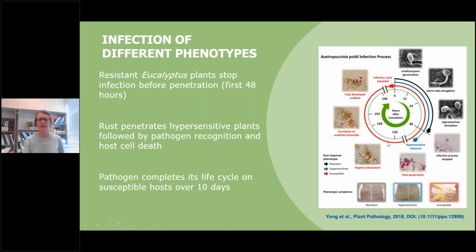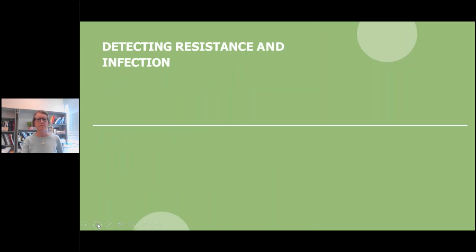And then in our susceptible plants, the life cycle of the Myrtle Rust is able to continue all the way through to the end, where you get the development of urediniospore pustules on the surface of the leaf. And so in these eucalyptus plants, this is happening over around 10 days, but this time can vary depending on the species. So that's a microscopic view of what's happening, at least in eucalyptus.